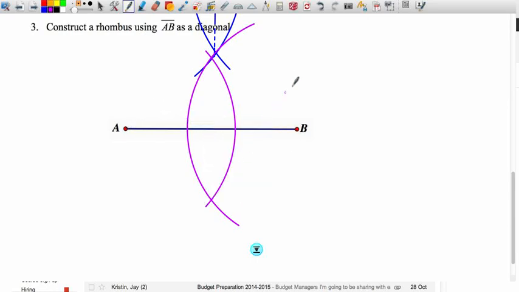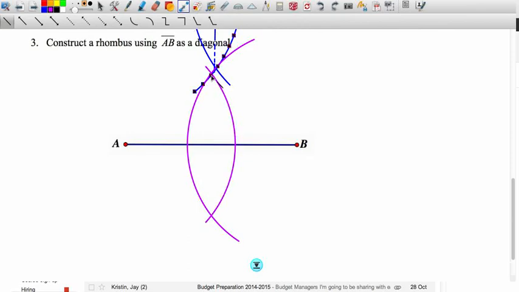Okay, and what we've effectively done here is we're going to be able to perpendicularly bisect, which gives us our 90-degree angle, but we can also use the point of intersection. Those are going to be an equal distance from each other and from AB, and so that will give us our other diagonal, and it'll give us our other diagonal as a bisected segment as well, which will help us. See if I can get that to line up.